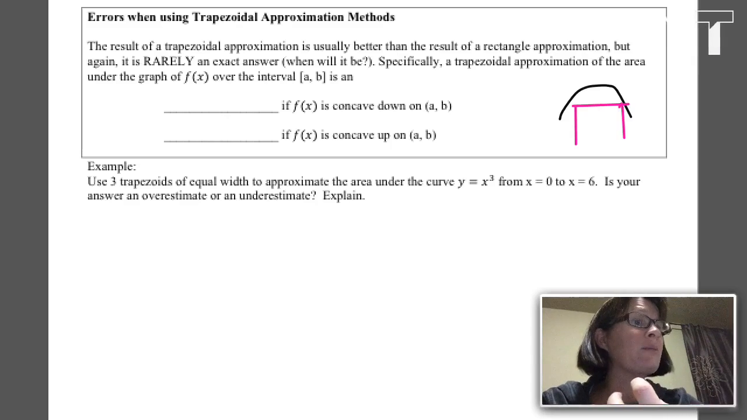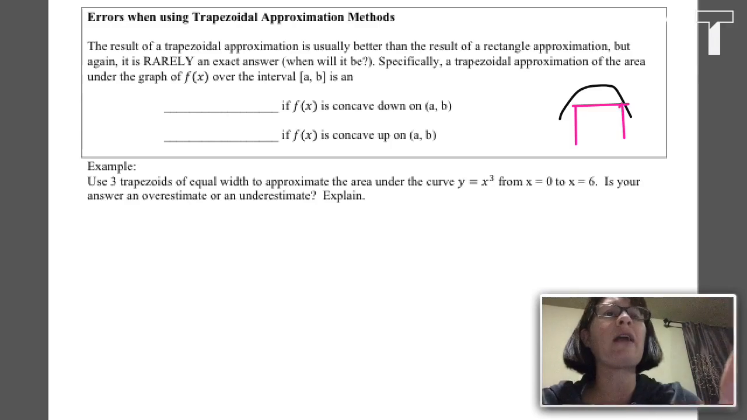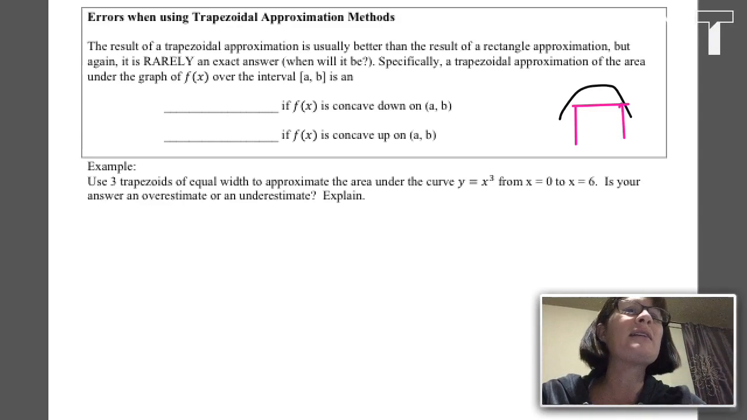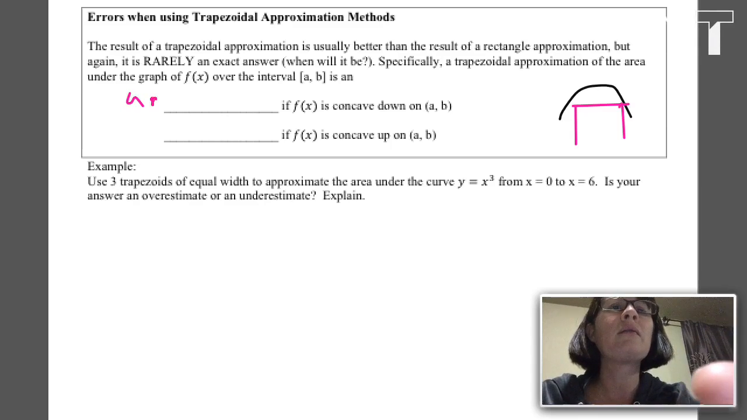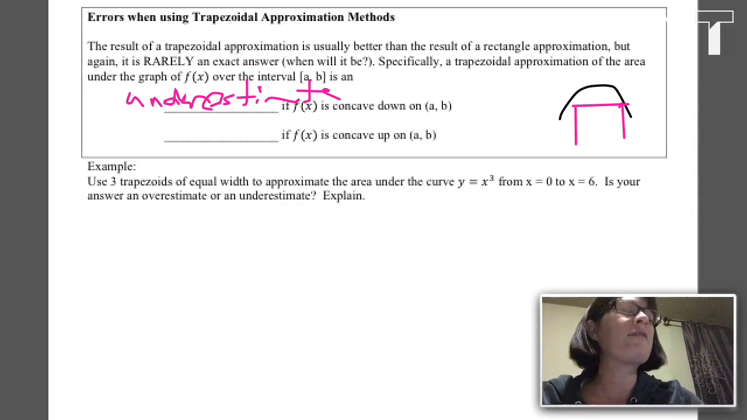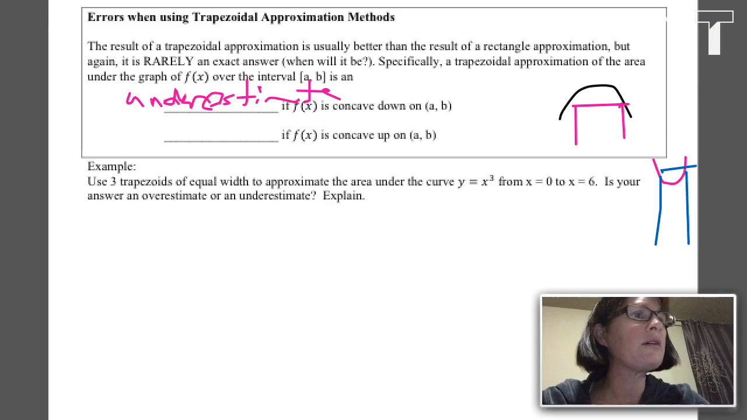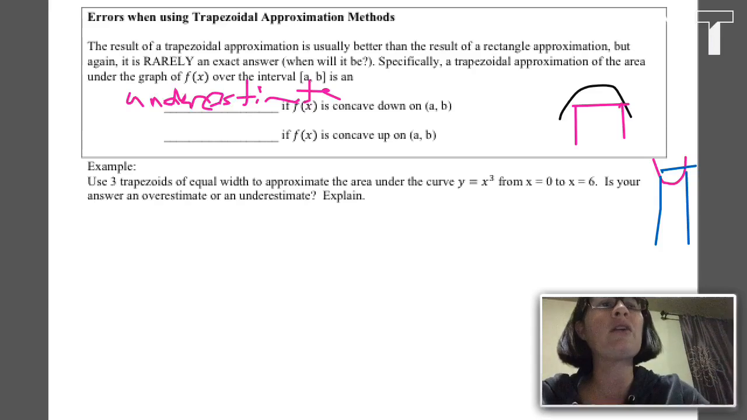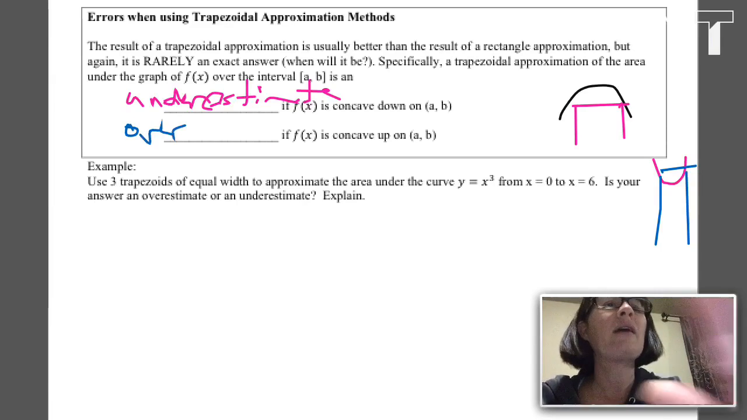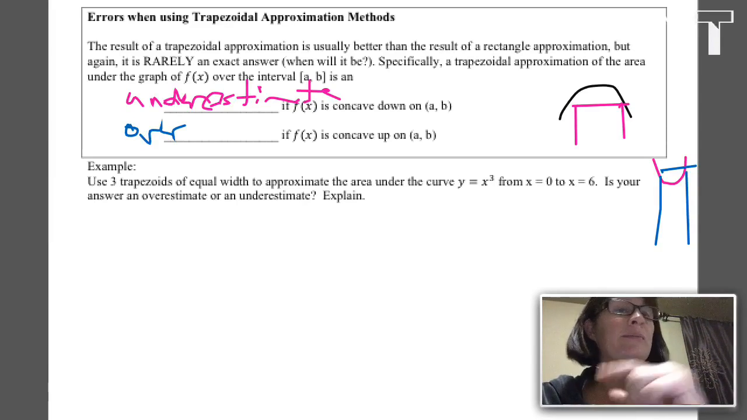So that's how we determine error in a trapezoid sum. A trapezoidal approximation of the area under the graph of f is an underestimate when f is concave down. Here's a function concave up. You can see that when you draw the trapezoid in there, that's too much trapezoid. That's going to be an overestimate whenever f is concave up.